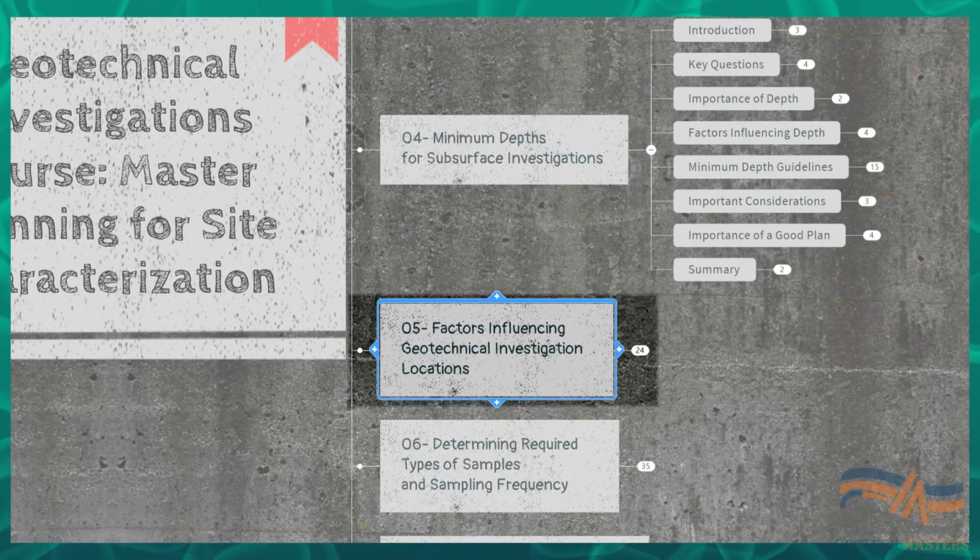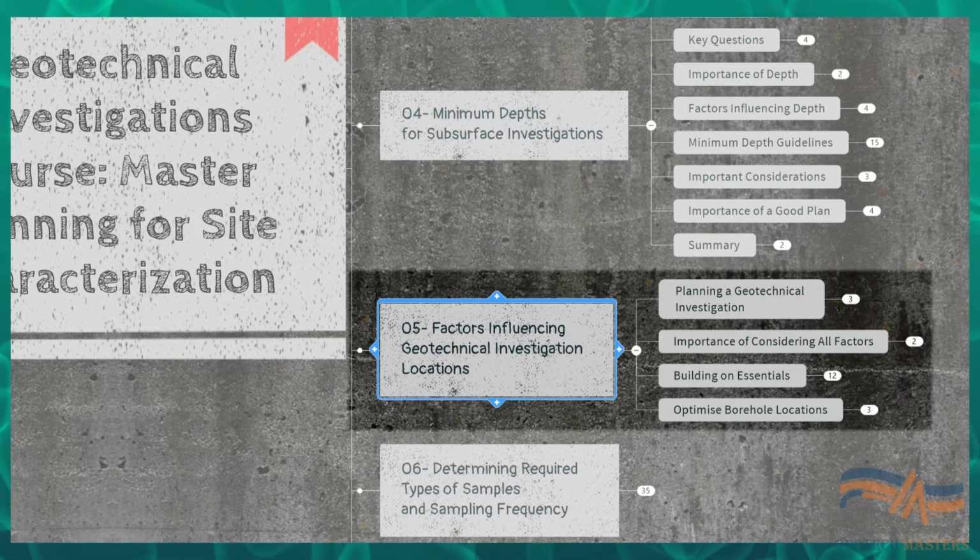Continuing with location considerations in Episode 5, Factors Influencing Geotechnical Investigation Locations. We discussed additional factors beyond the number and initial depth, such as soil and rock type, underground utilities, anticipated ground variability, and site accessibility, and how geophysical testing can help optimize these locations.